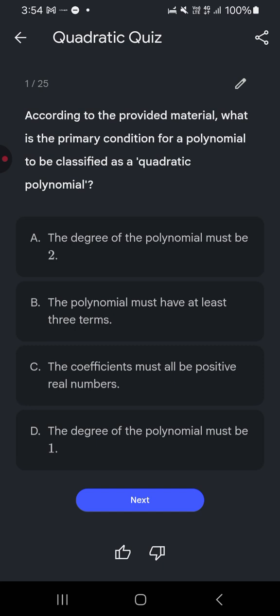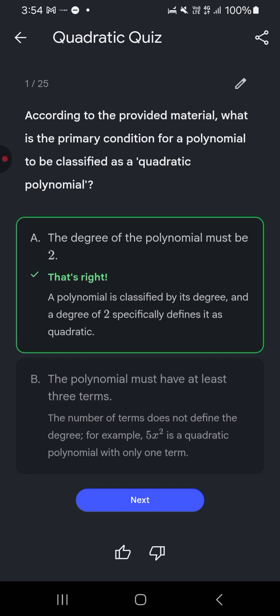According to the provided material, what is the primary condition for a polynomial to be classified as quadratic polynomial? The correct answer is A. The degree of the polynomial must be 2.